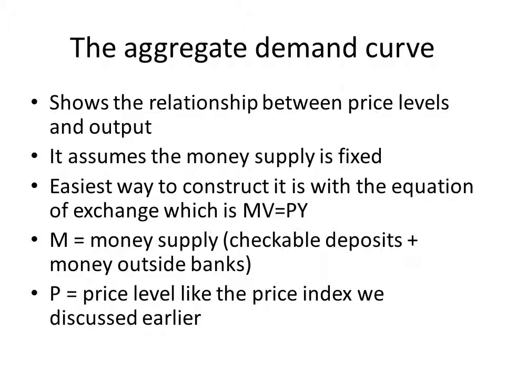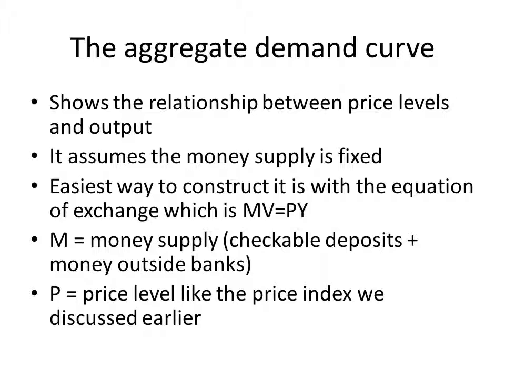The aggregate demand curve is the first one we will take a look at. It shows the relationship between price levels and output levels. It assumes the money supply is fixed. This is important. Therefore, the easiest way to construct it is with the equation of exchange, which is MV equals PY. Now, your book does not do this, and most books don't, but I find this to be the most easily understood way to approach the aggregate demand curve. Makes it very easy to understand why it's downward sloping to the right.